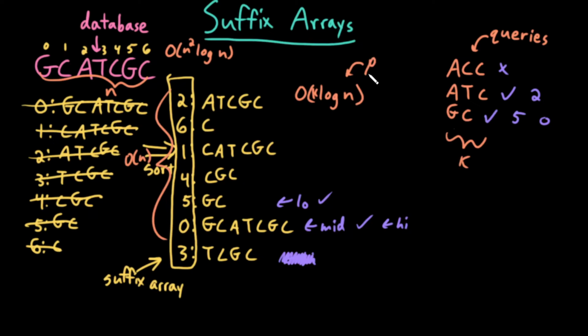And remember, this is per query sequence. So if I have m query sequences, I would do this for each of my queries. This would become big O of m times k times log n.